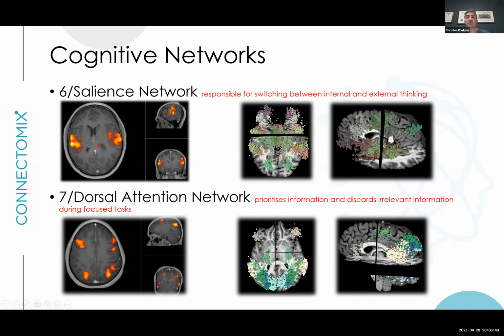Finally, we went on to look at the dorsal attention network, which involves bilateral frontal eye fields, interparietal sulci, and other association areas. And that's responsible for prioritizing our visual information. So we gave the example, if you're looking at your laptop now, your dorsal attentional network is telling you to focus on the laptop and nothing behind it.